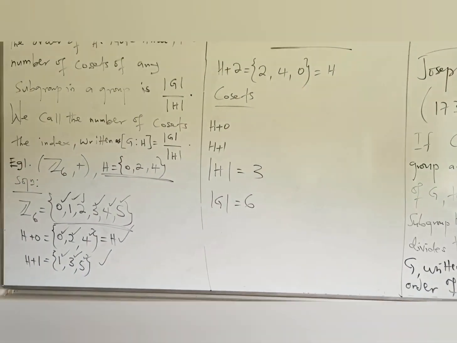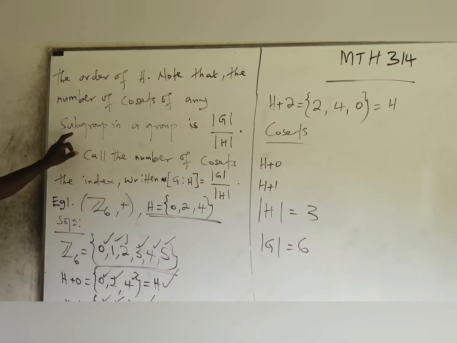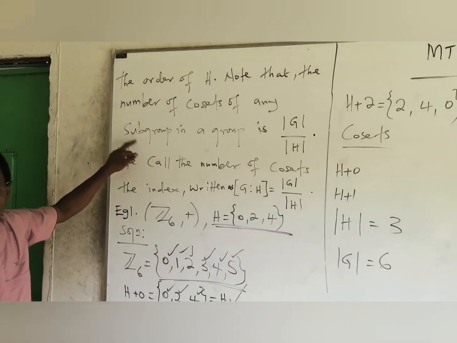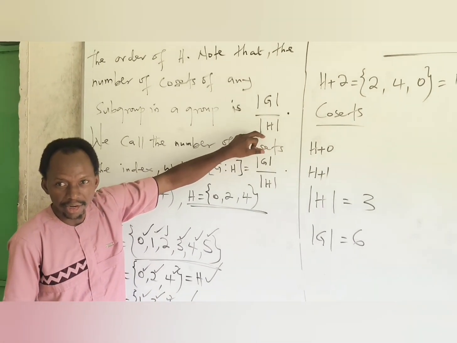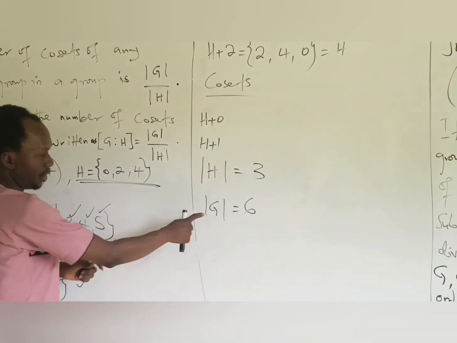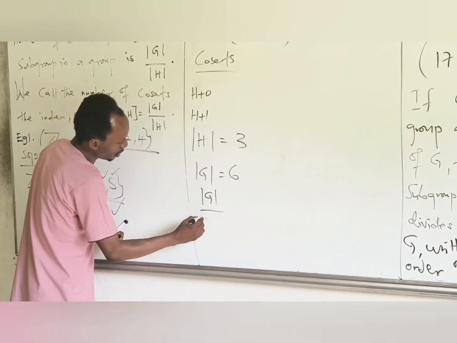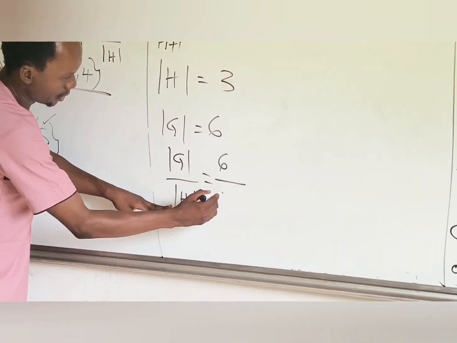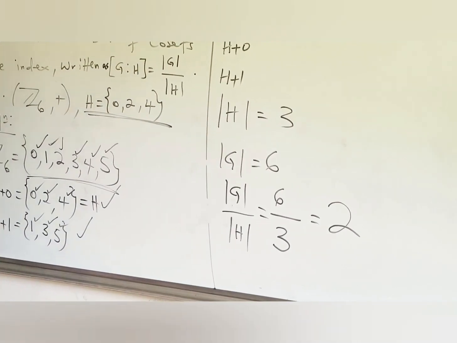Now let's see again what they said. Note that the number of cosets of any subgroup in a group is the order of G divided by the order of H. We now know this. So let's count: order of G over order of H. What's the order of G? 6. What's the order of H? 3. 6 divided by 3 is 2. How many cosets did we get?